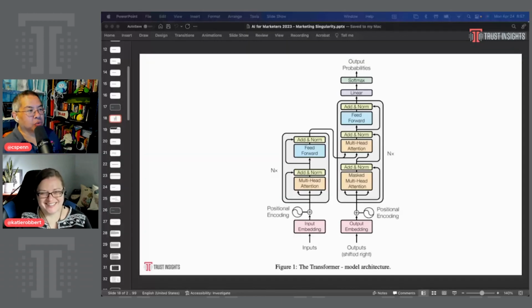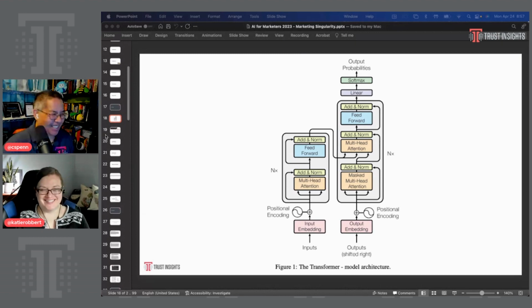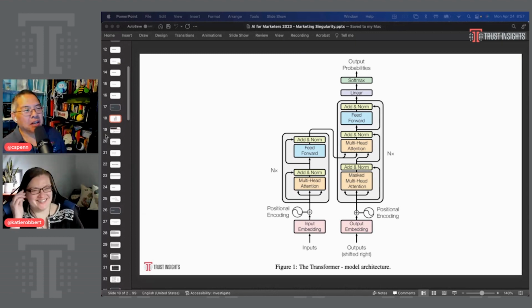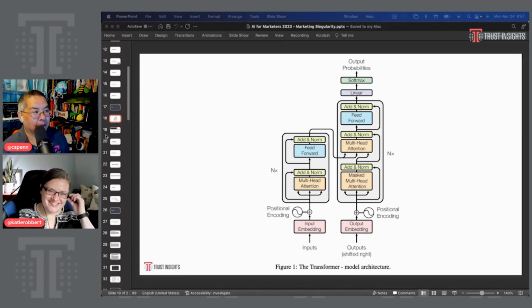Essentially, this is what a transformer is. This is completely unhelpful for actually understanding how large language models work. But there's two things in there that will help us understand it. There's a section called input embedding and positional encoding. And let's talk about what these mean.